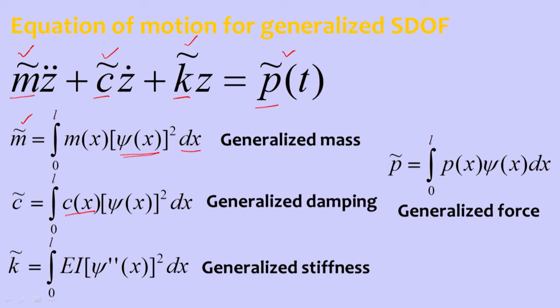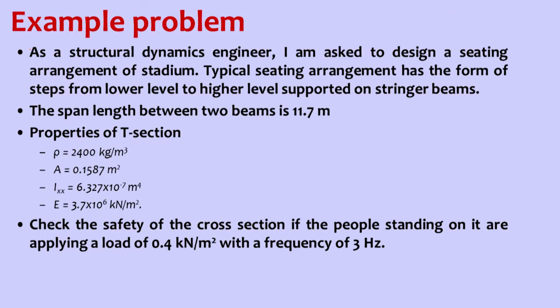Now let us go into the application. How do we make use of this and solve the problem? Now the problem is, as a structural dynamics engineer, I am asked to design a seating arrangement of a stadium. A typical seating arrangement has the form of steps from lower level to higher level supported on stringer beams. The span length between two supports is 11.7 meters, and the cross section of the beam is a T section. Density is given as 2400 kg per meter cube.